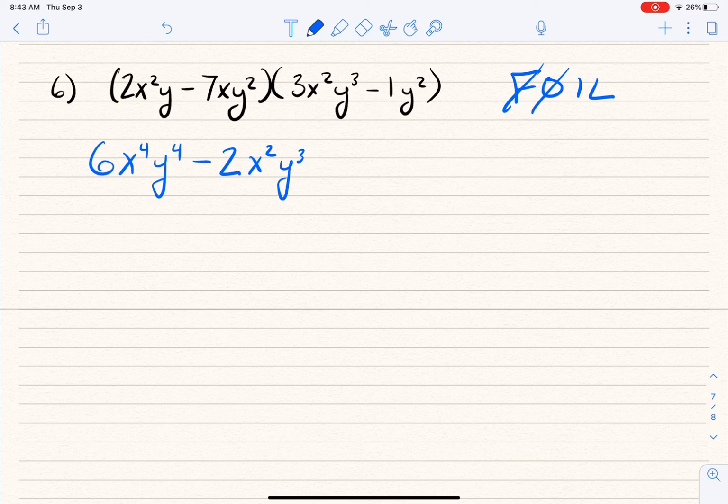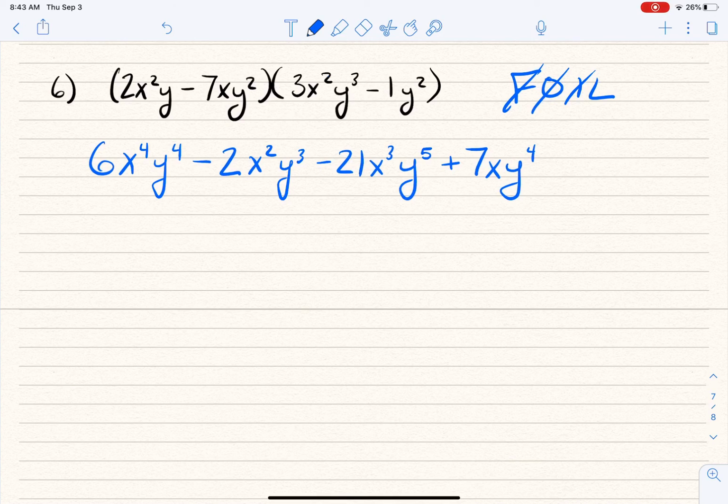Now let's do inner. So that's negative 7xy squared times 3x squared y cubed. So negative 7 times 3, negative 21. X times x squared, x to the third. Y squared times y to the third is y to the fifth. So I've done inner. Now let's move on to last. So that's negative 7xy squared times negative 1y squared. So negative 7 times negative 1, positive 7. X comes along for the ride. Y squared times y squared is y to the fourth.